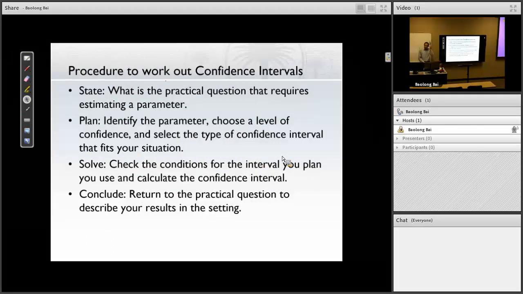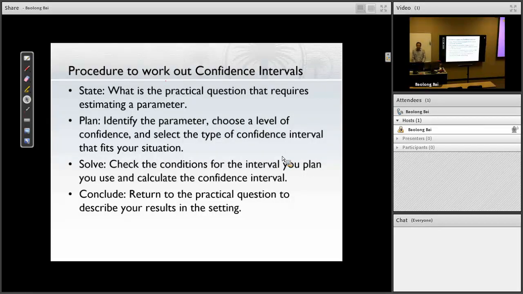So, the procedure to work out confidence intervals. First, identify what you're doing. What is the practical question? Now, what parameter are you trying to estimate? In this class, this part is kind of skipped because we're only going to focus on one parameter, which is the population mean mu. All the time, we're only going to focus on the population mean. So the parameter is always the mean.